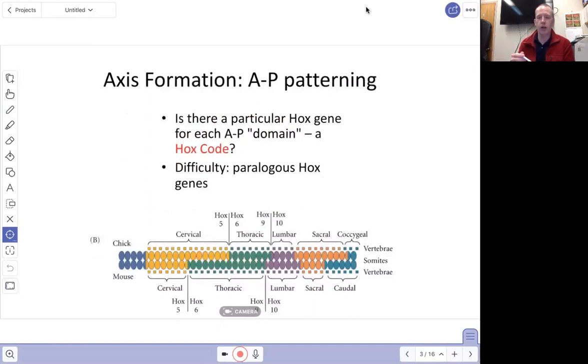Here we're looking at a spinal cord. Is there a code where the expression of particular HOX genes dictates the region of the body that is going to develop? And again, we raise this idea of the difficulty being the presence of paralogous HOX genes. If you got rid of HOX10 genes, for example, is it possible that the HOX11 genes would be able to substitute for the missing HOX10 genes?